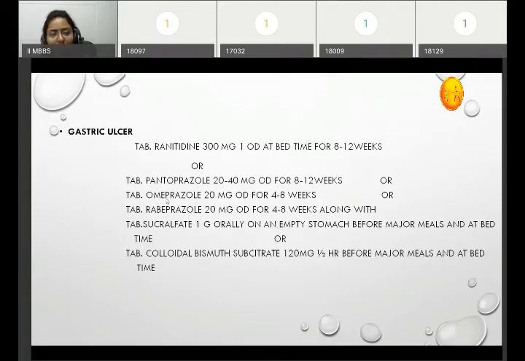Now, what will we say of omeprazole? Omeprazole has a peculiarity: it inhibits the hydrogen potassium ATPase enzyme irreversibly. So what happens?